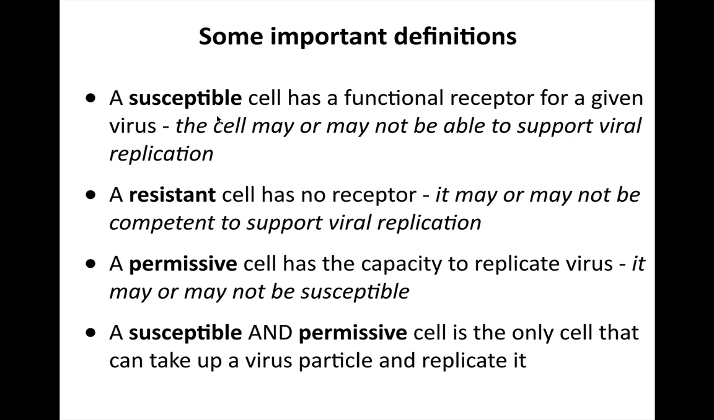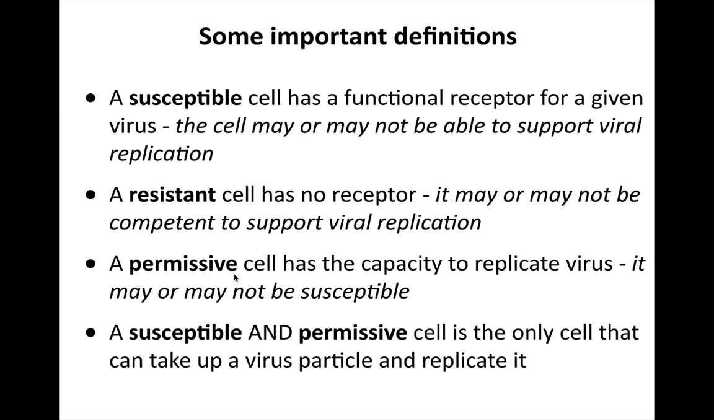Whether anything else can happen when that virus attaches to that cell is not implied by susceptible. So that's why I say here the cell may or may not be able to support virus replication. All susceptible means is that there is a receptor for the virus on the cell surface. A resistant cell, in contrast, has no receptor. That doesn't mean that that cell could not support virus replication. You can imagine that we could put the nucleic acid of the virus directly into the cell and determine whether that cell could support replication or not. So resistance simply applies to having a receptor or not.